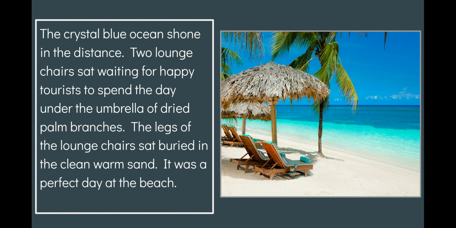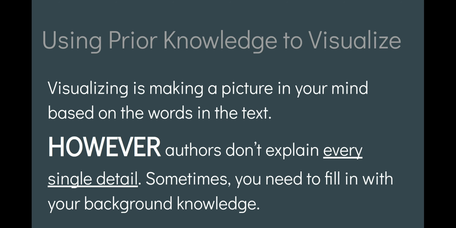So, just as a review, if you read this description in your book: the crystal blue ocean shone in the distance. Two lounge chairs sat waiting for happy tourists to spend the day under the umbrella of dried palm branches. The legs of the lounge chair sat buried in the clean, warm sand. It was a perfect day at the beach. This might be the image that you picture in your mind. It might not look exactly like that, but it would be something that matched the description given by the author.